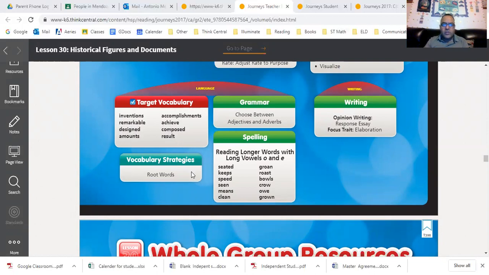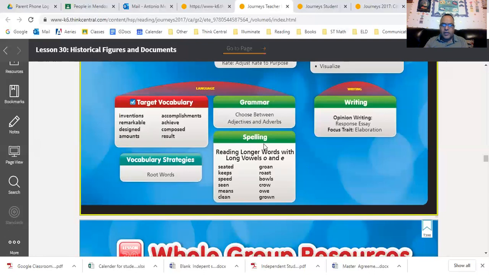We're also going to be looking at root words. In the word remarkable, we have the root word remark, to be able to say something about someone. The suffix is able, A-B-L-E. We also have small suffixes like the S at the end that makes it a plural. One accomplishment, many accomplishments. The ed is a suffix, but the root word is compose. Ed makes it past tense.